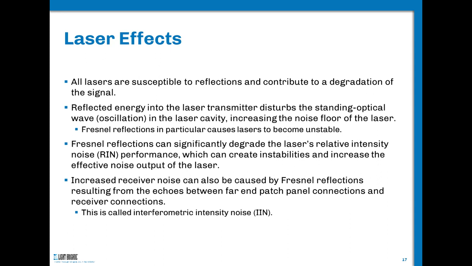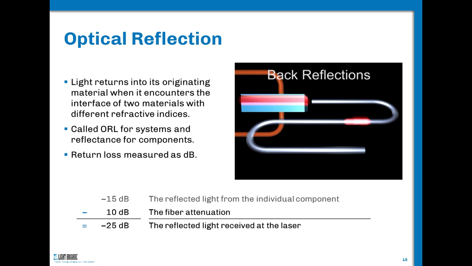So when we talk about optical reflection, it's the light returning into its originating material when it encounters an interface of two materials with different refractive indices. Again, glass to glass, glass to air, and what return loss is and what optical return loss is. Now, the calculation down at the bottom is actually pretty simple, and it's one that I just want to point out. So if the reflectance was a glass-to-air connection, which is about 15 dB, and it's 10 dB away, let's say 20 kilometers at a half dB per kilometer, then that means the actual amount of optical reflectance hitting the laser is at minus 25 dB. But let's look at an animation here, and then you'll see what happens to the laser.